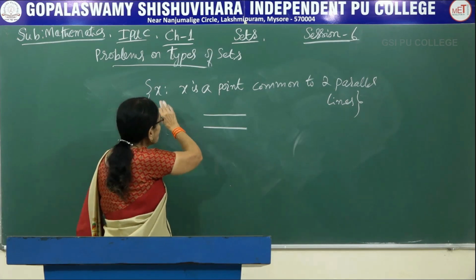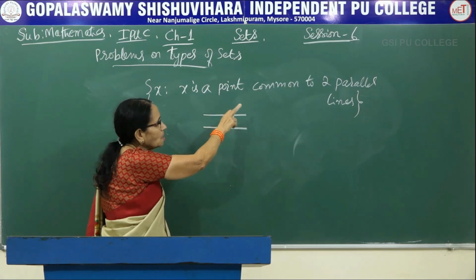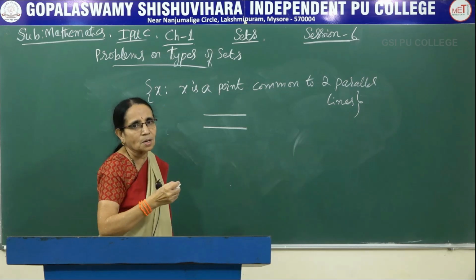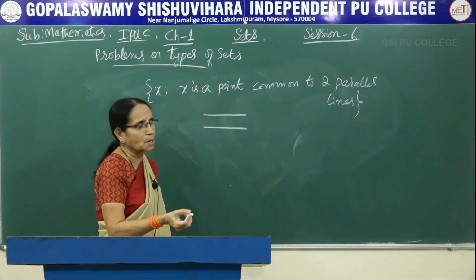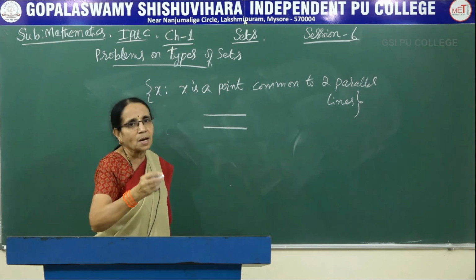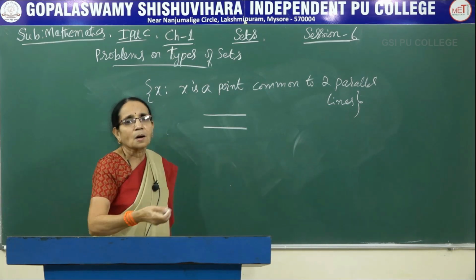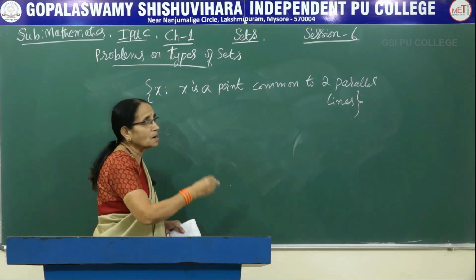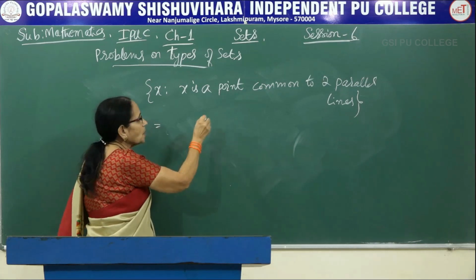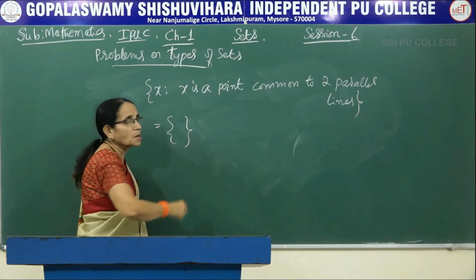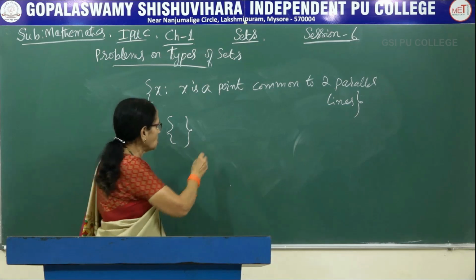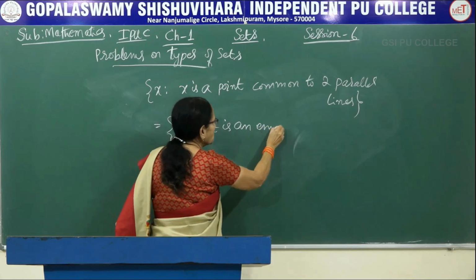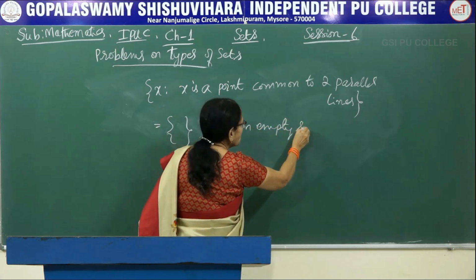So the set contains all x such that x is a point common to two parallel lines, or it can also be given as a point of intersection. Common point means the point of intersection. When the parallel lines do not meet at all, there cannot exist any common point. So how do you write this one? What type of set does it become? There cannot exist any point which would satisfy the condition. So it becomes an empty set. So you have to write it is an empty set or a null set.